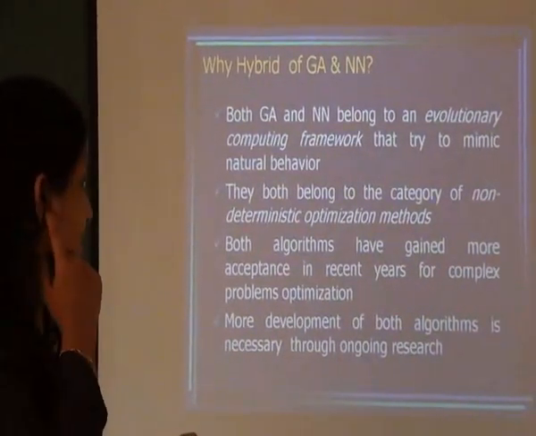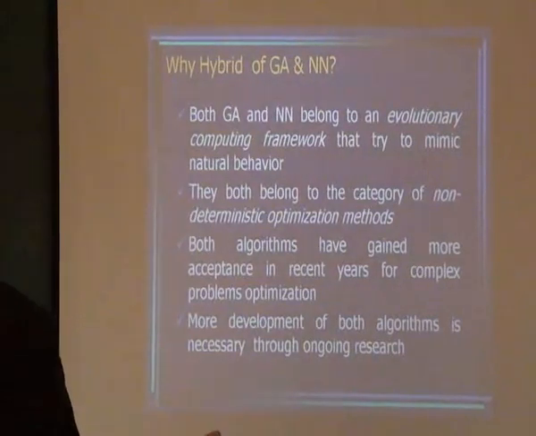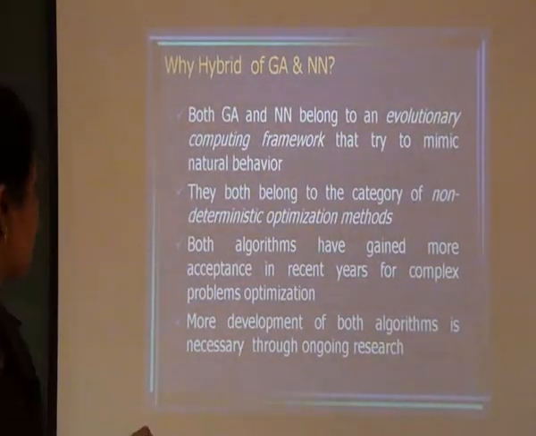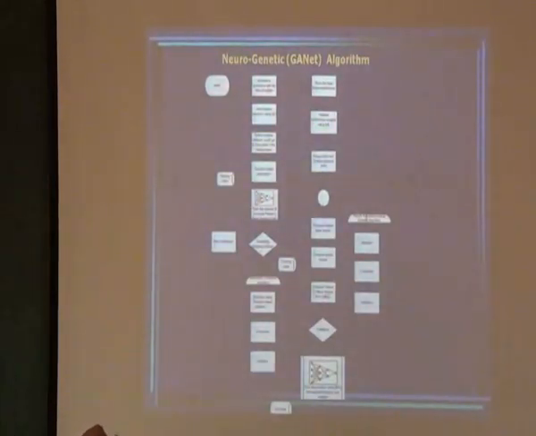So why hybrid GANN? We have discussed already. There are a lot of weaknesses in neural networks. To address all these weaknesses, genetic algorithms are being used. This is one of the neurogenetic algorithms.